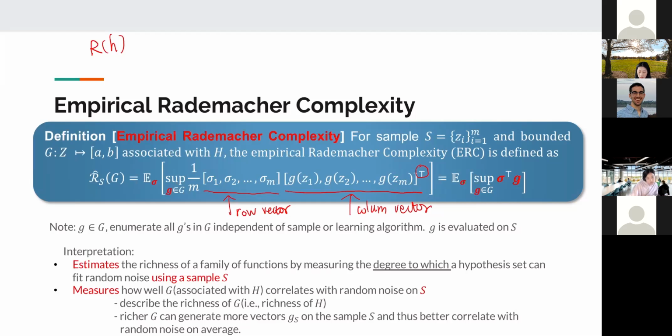So you are evaluating on these specific examples, Z1 to Zm. Notice that Z1 to Zm are just elements of that sample S. So you're not taking an average or looking at an expectation. You're not counting the randomness in your sample, and that's why it's called empirical Rademacher complexity, okay? However, you need to notice that I am calculating over every G in my capital G, right? Because I have to take the supremum over this inner product.